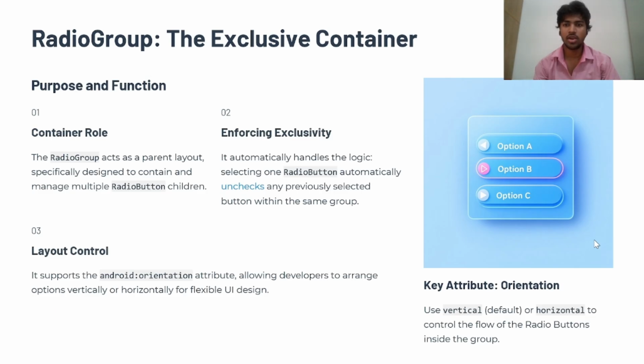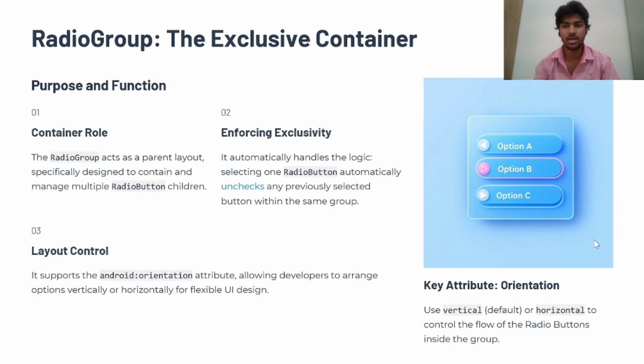Now, let's talk about the radio group, which is the exclusive container for our buttons. Let's look at its purpose and function. First is its container role. The radio group acts as a parent layout specifically designed to contain and manage multiple radio buttons. Second, its most important job is enforcing exclusivity. The radio group automatically handles all the logic for you.